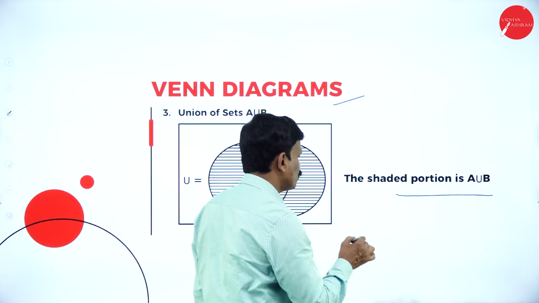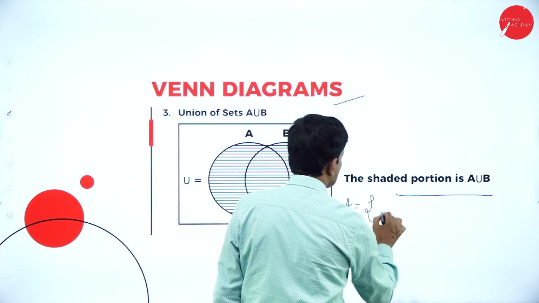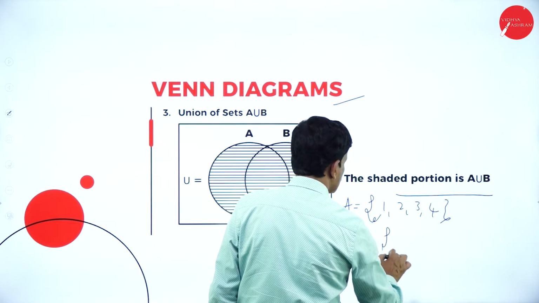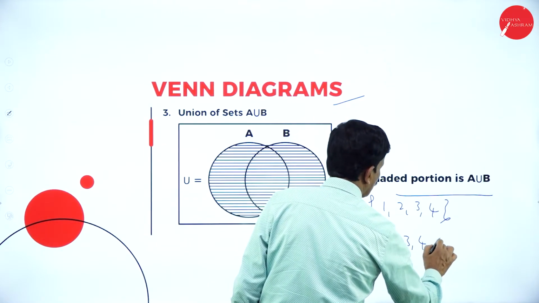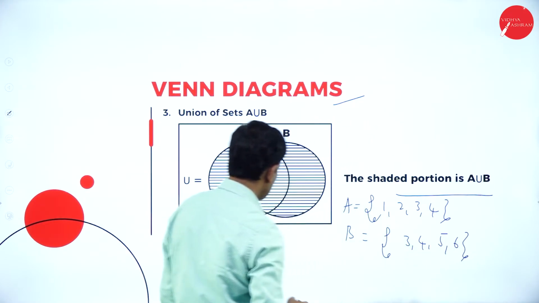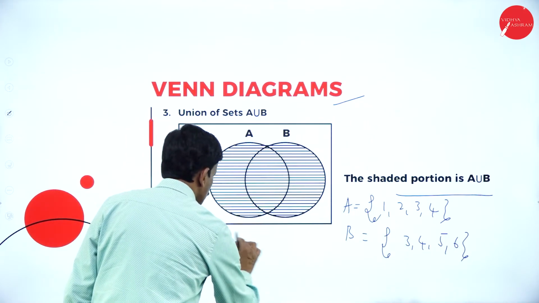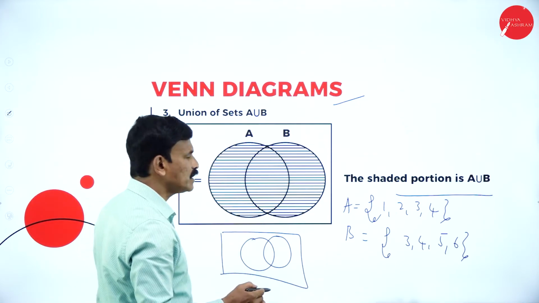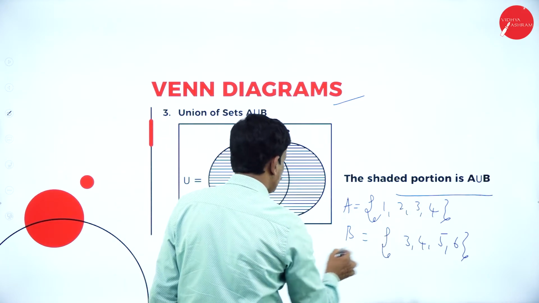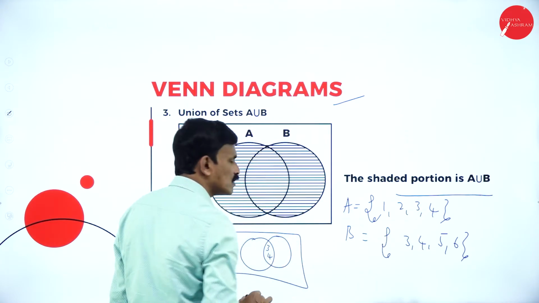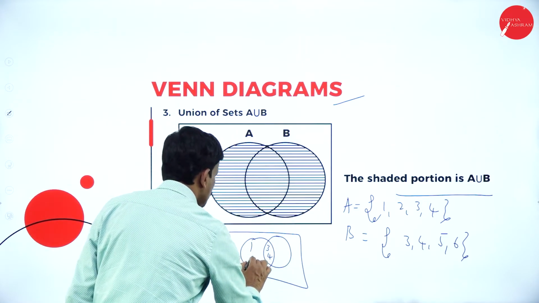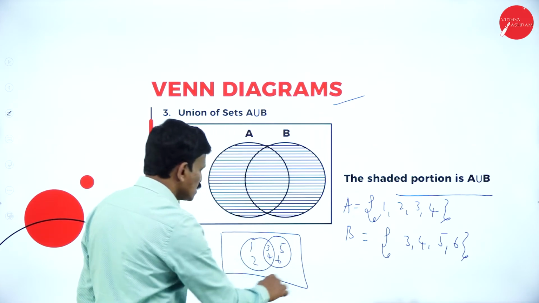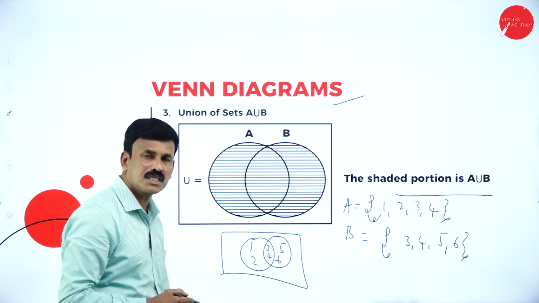Let me take an example. If A is equal to {1, 2, 3, 4} and B is equal to {3, 4, 5, 6}, then how do we write the union of these two sets? Write down set A and set B. What are the common elements in set A and set B? 3, 4. So these 3 and 4 are the common elements. A contains 1, 2, 3, 4. B contains 3, 4, 5, 6. This is called the union of two sets A and B.